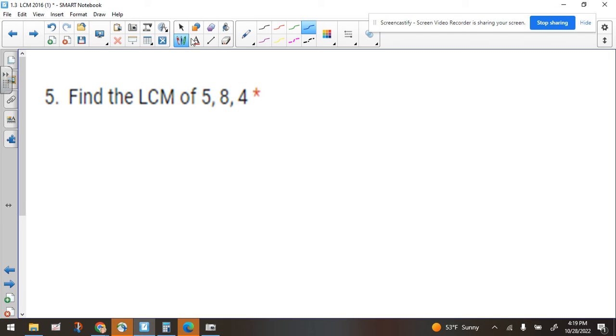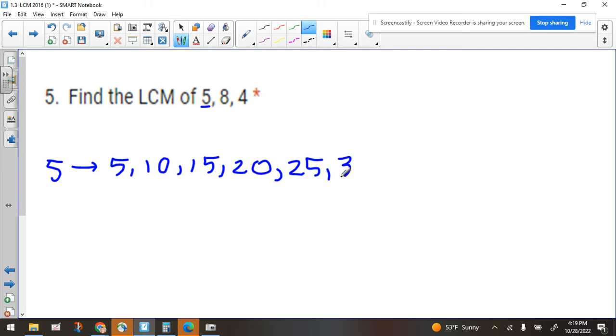So you have two options here. When you have just single digit numbers, quite honestly, it's usually best to just list out the multiples. So let's start with 5. 5 times 1 is 5. 5 times 2 is 10. 5 times 3 is 15. 5 times 4 is 20. 5 times 5 is 25. 5 times 6 is 30. And we'll stop there to see if we need to go further.